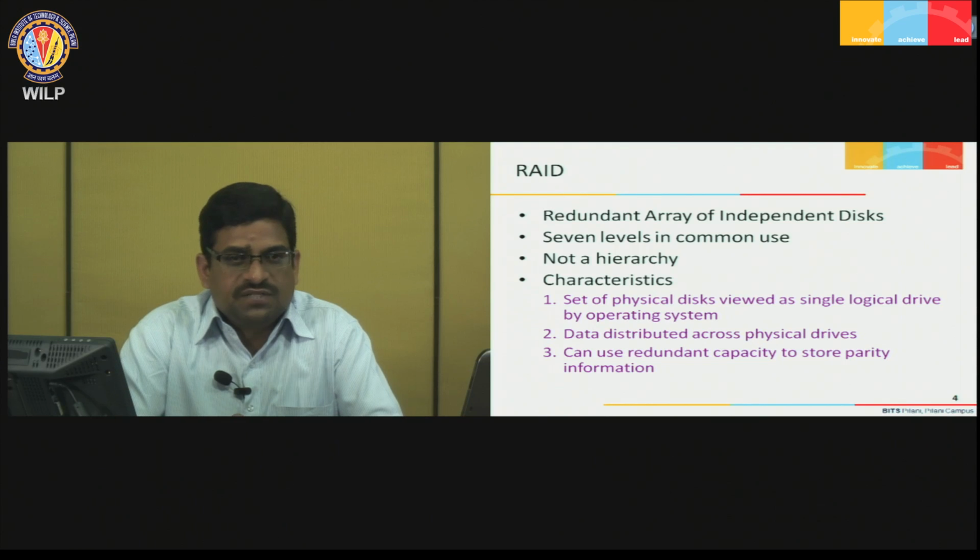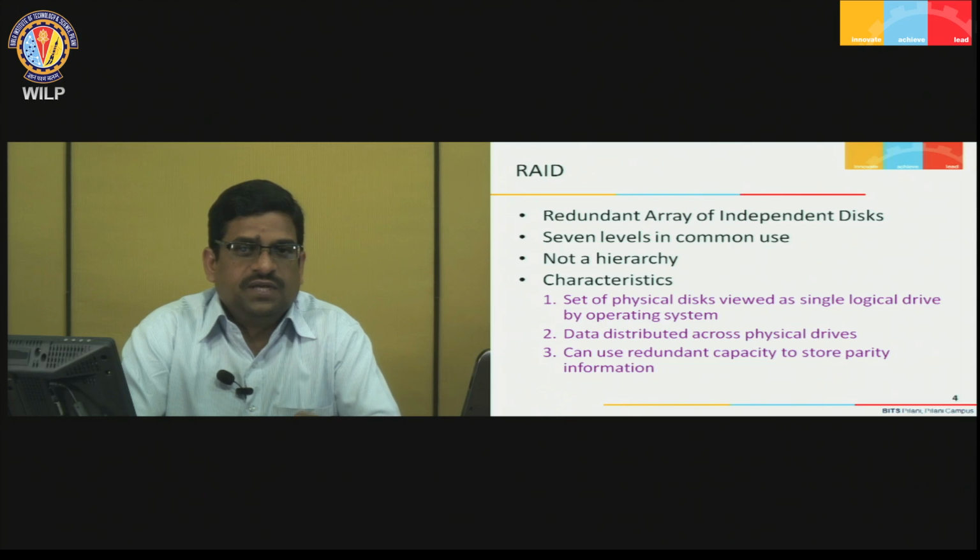If some disk fails, one disk or two disks, depending on the level we are using, it can give fault tolerance, and you can distribute the data. So, through the distribution, parallel access is possible.